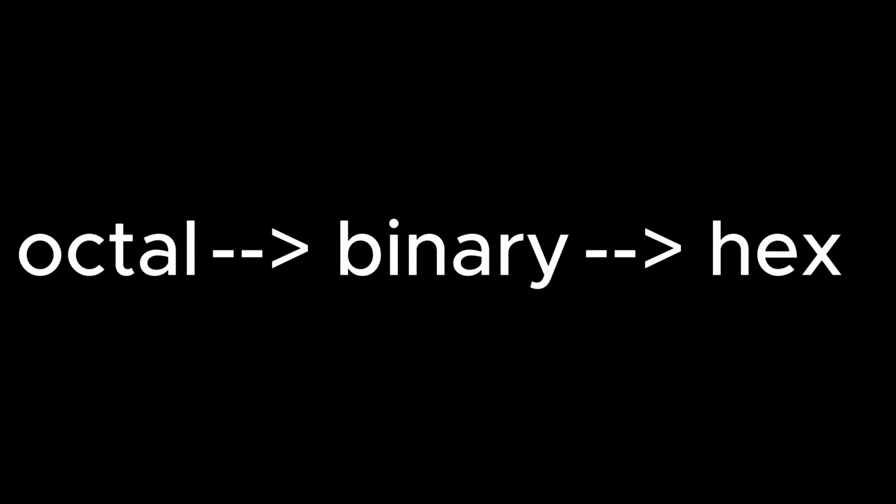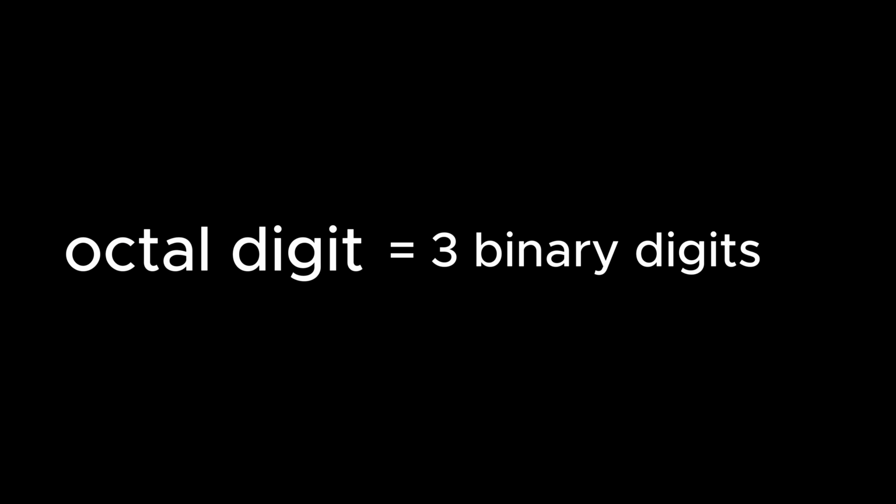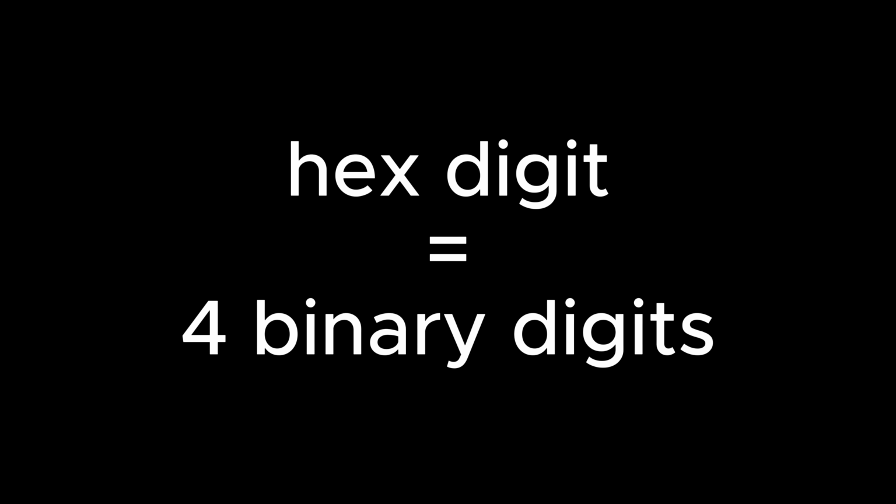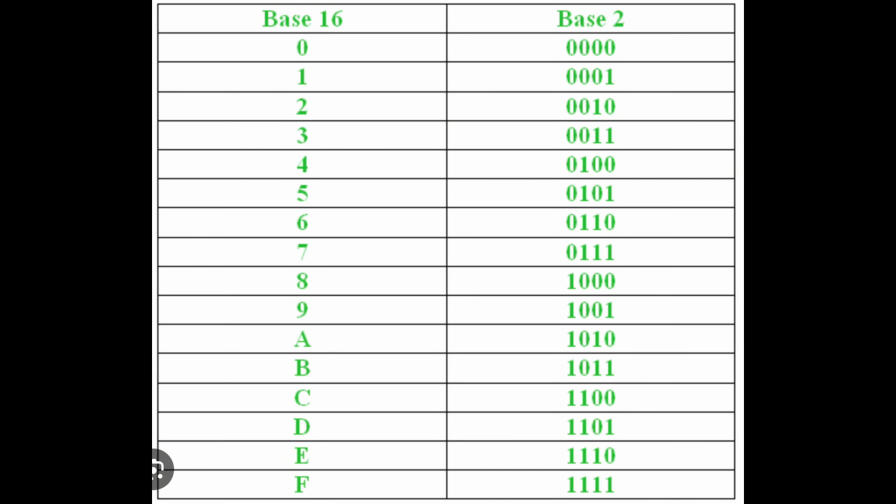And here's why. Every octal digit corresponds to exactly 3 binary bits, like the list shown below. Hexadecimal works similarly, except every hex digit corresponds to exactly 4 binary bits. For example, here. So let's convert 3676 base 8 into hex.